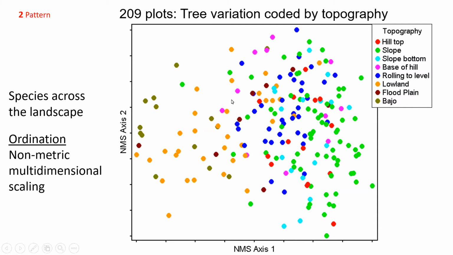The computer sorts out the composition of each of those plots. They're usually about 20 trees per plot on average. And it figures out how different and how similar each plot is to every other plot, the other 208. And then it arrays them in what's called an ordination array, to show you what the scatter of variation is.